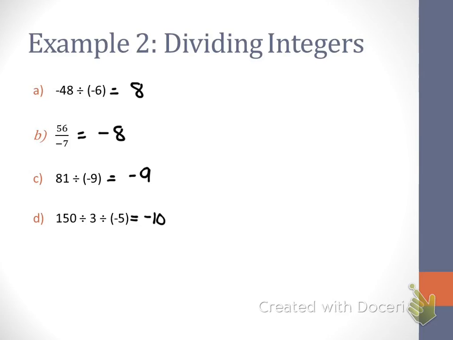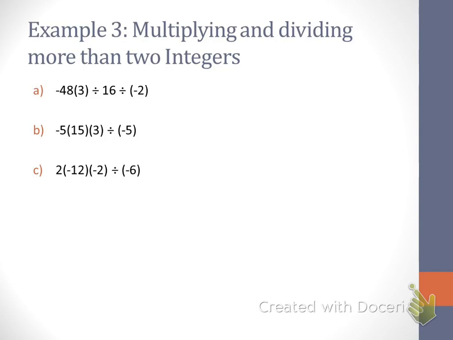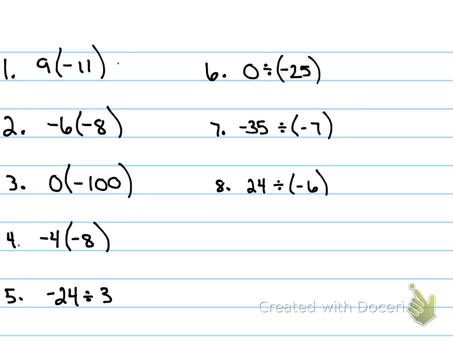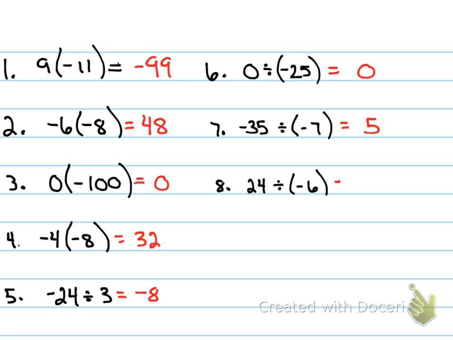All right, now I want to go ahead and do the checkpoint on the bottom of page 43, I believe. Checkpoint on the bottom of page 43. All right, number 1. Negative 99. Number 2. Negative 48. Number 3. 0. Number 4. 32. Number 5. Negative 8. Number 6. 0. Number 7. 5. And number 8. Negative 4.